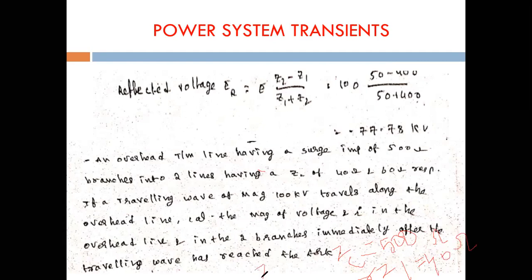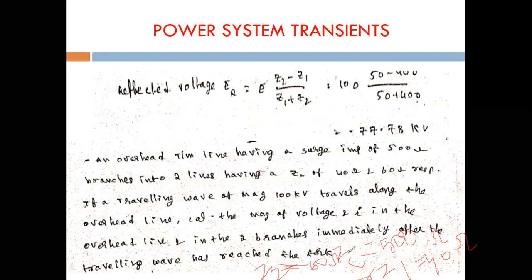Z1 is equal to 40 ohms. Z2 is equal to, what is the Z2 value? Z2 is equal to 60 ohms. Therefore Z2 is equal to 60 ohms.